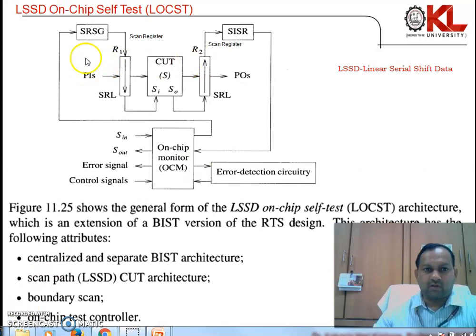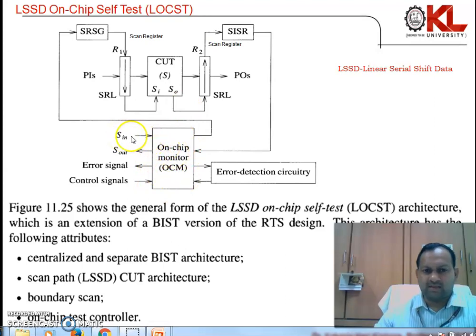Coming to the fourth architecture, LOCST, linear serial shift data on-chip self-test. In this architecture, the on-chip monitor and CUT, R1, R2 are the scan registers. You can observe the on-chip monitor observing everything in this LOCST structure. Let us see the operation of this on-chip monitor.